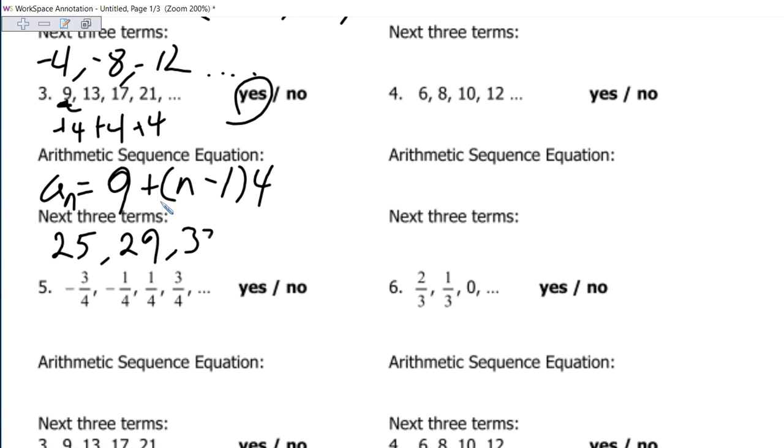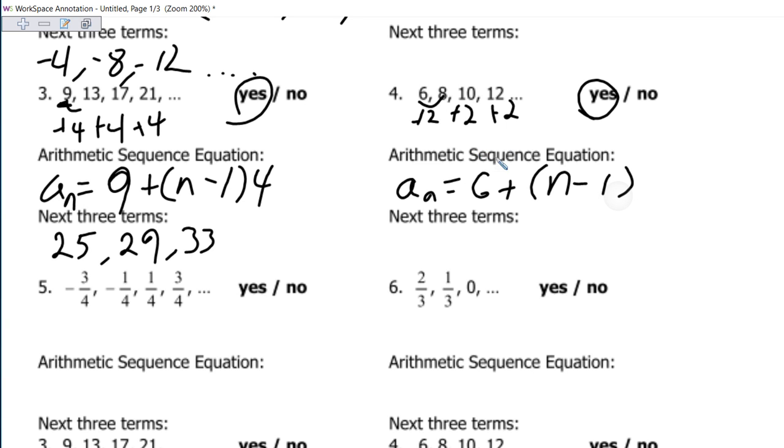Next one. We've got 6 plus 2 is 8. Plus 2 is 10. Plus 2 is 12. So yes, it appears to be arithmetic in nature. So we can come up with a sequence. a sub n equals the first term in the sequence, which is 6, plus n minus 1, and then we're going to multiply it by 2, which is our common difference. And then it asks for the next three terms in the sequence. So 12 plus 2 is 14, and then 16, and then 18, and it's going to keep on going forever.